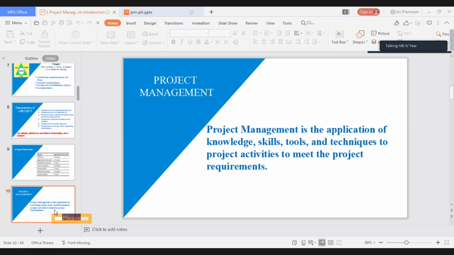Right. So another definition for this is, what is this PM? Application of, please read.